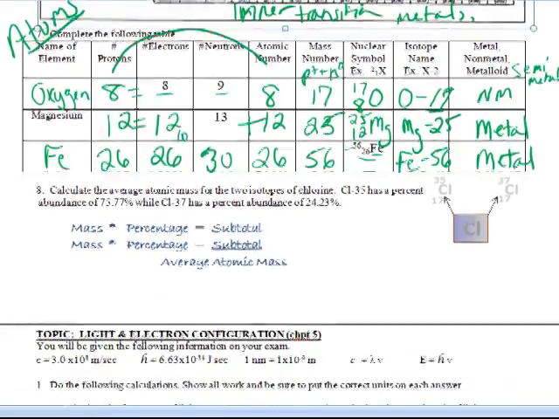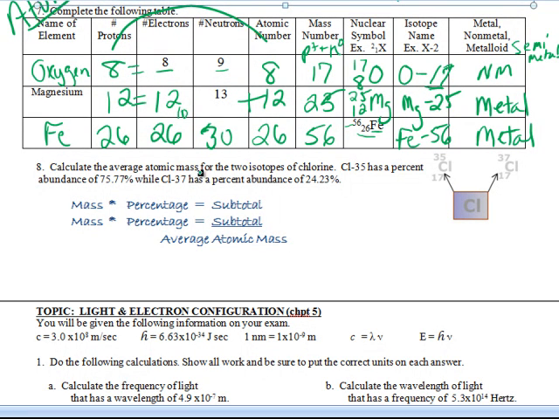Now, number 8, last one. It says calculate the average atomic mass for the 2 isotopes of chlorine. So we know that one chlorine has a mass of 35, the other one's got a mass of 37. Now, the 35 is really abundant. 3/4 of the time you're going to run into 35, and only 1/4 of the time you're going to run into the isotope chlorine 37. So we have to take that into consideration. It's not just a 50-50 split.